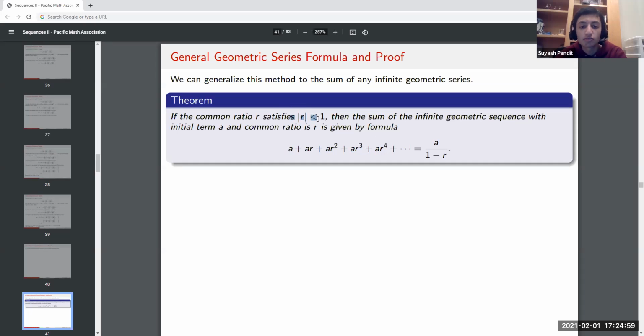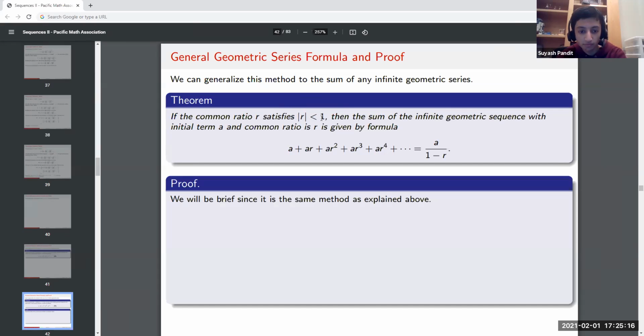Now the absolute value of this ratio has to be less than 1. It won't work otherwise. That should be pretty obvious, because if R is greater than 1, then these terms just grow forever. It's obvious it's not going to converge to a finite value. But it turns out if the absolute value is less than 1, then it will always converge. So let's see this. We start with S equals A plus AR plus AR squared plus AR cubed. Okay, that's the sequence we have.